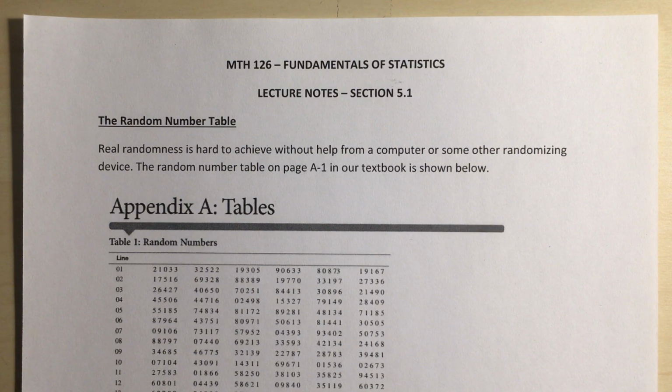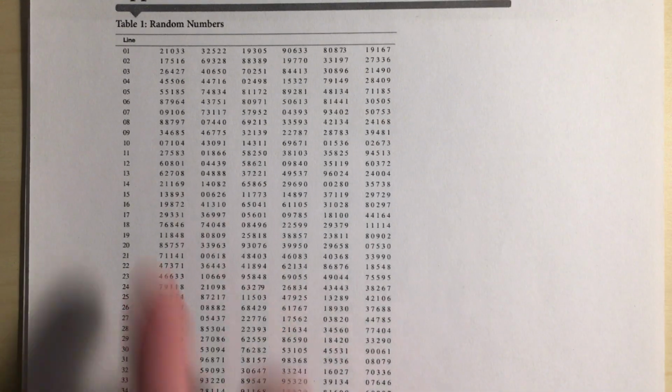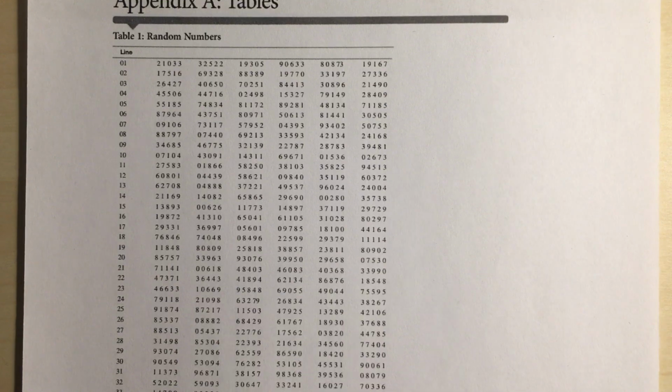However, the random number table at the back of the book, on page A1 in our appendix, is shown below, and this gives us a way that we're going to use in a couple of examples to come up with our random list of numbers. Looking at this table, we see each of our different lines here. The print is kind of tiny here. And then we see our numbers over here.